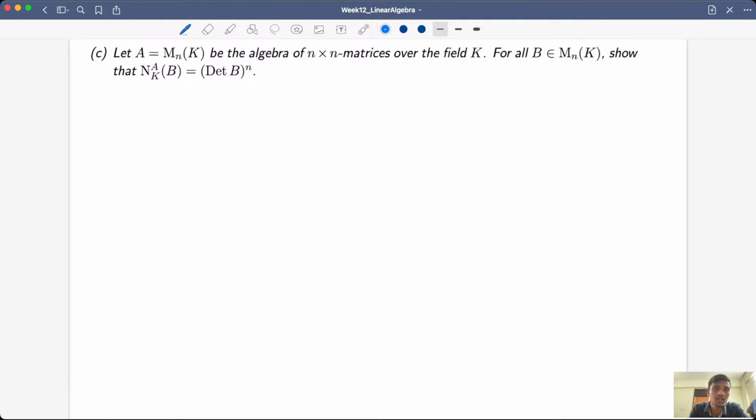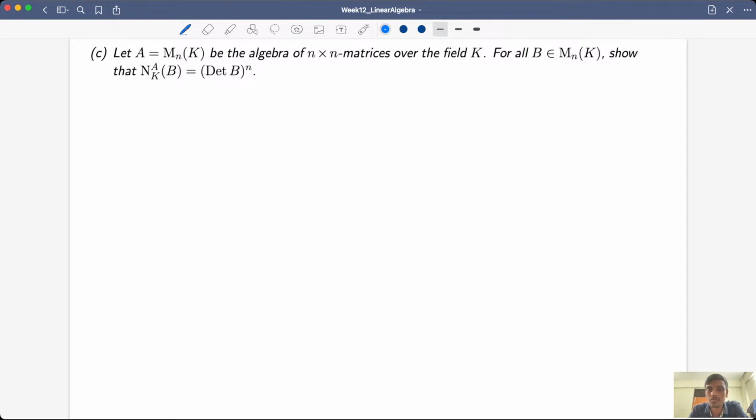Okay. So another example of such a norm is, you can consider the algebra A to be all n cross n matrices over a field K. There again the matrix multiplication is the multiplication structure, and it is clearly a vector space over K, and it has dimension n squared.